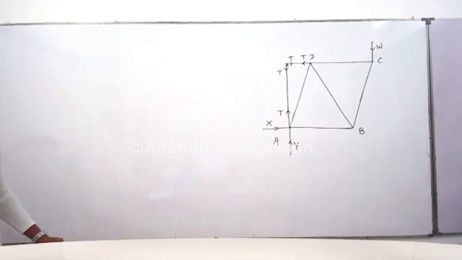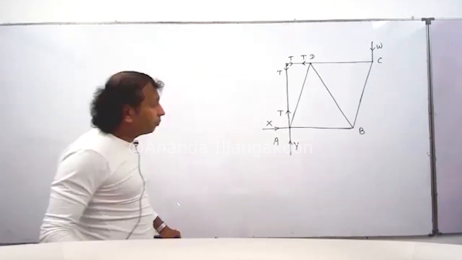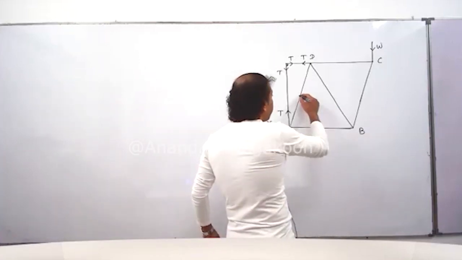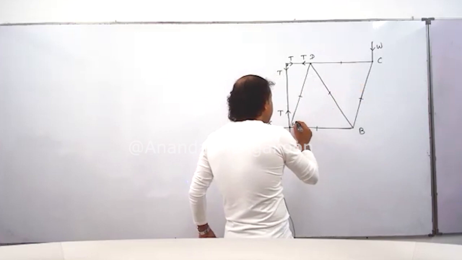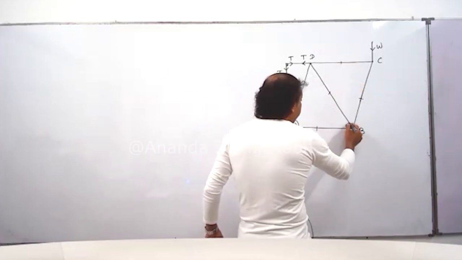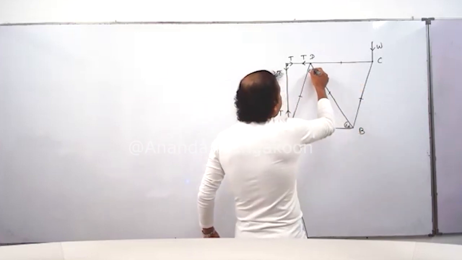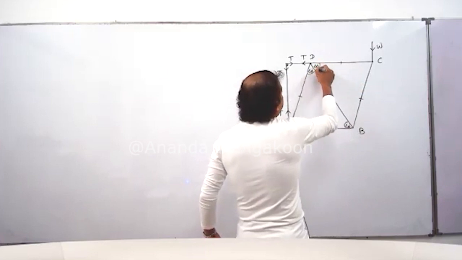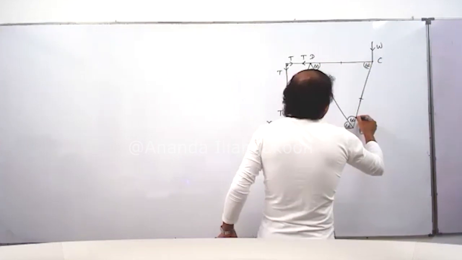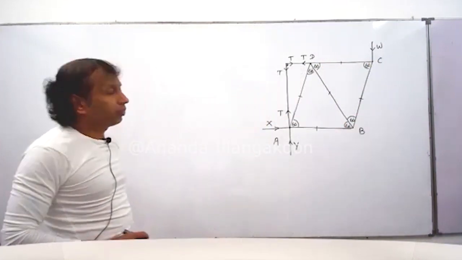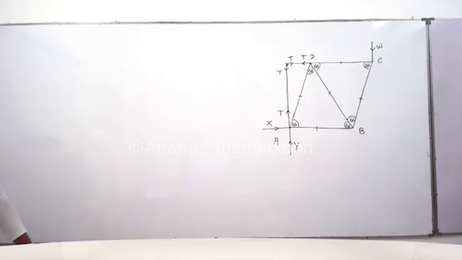Right. Now, five equal weightless rods. Equal rods means the lengths are equal. Then each interior angle is 60 degrees. This way. Right.